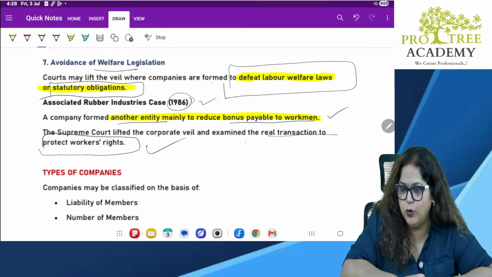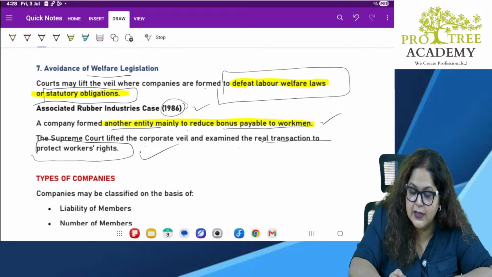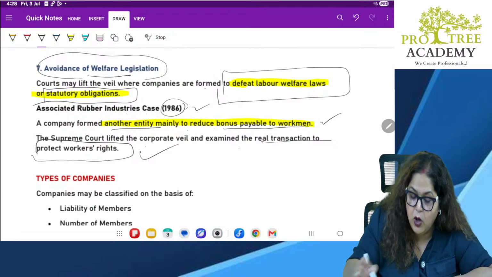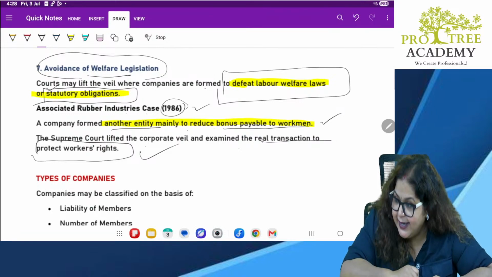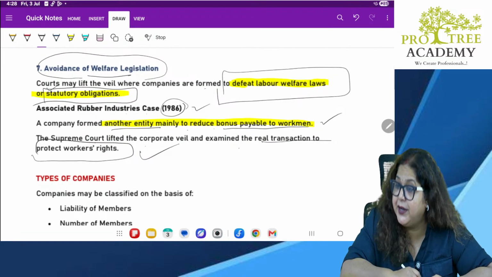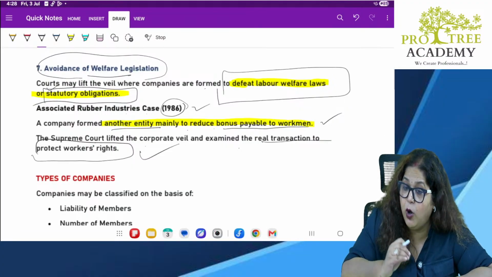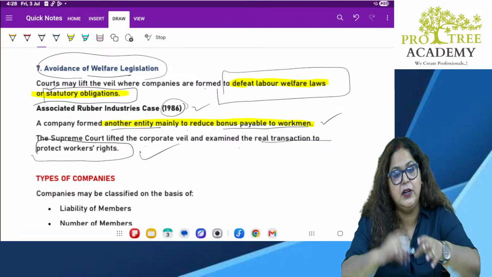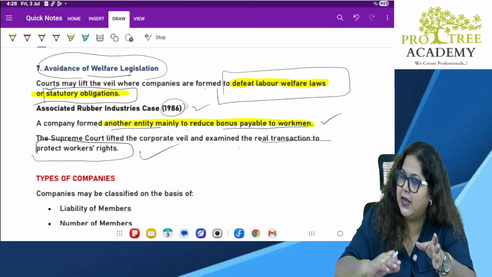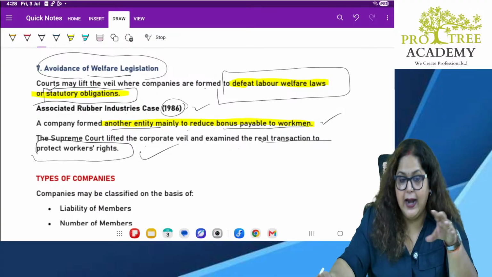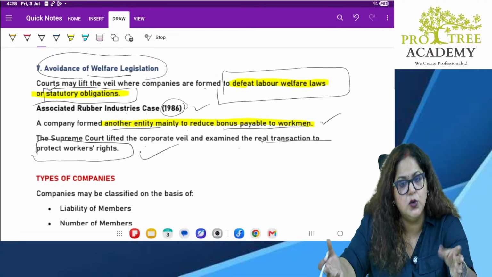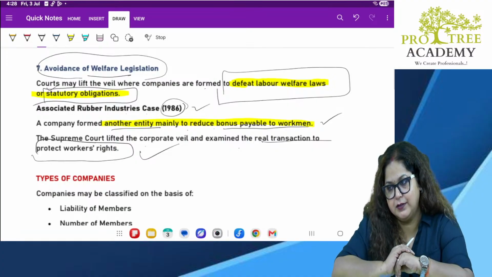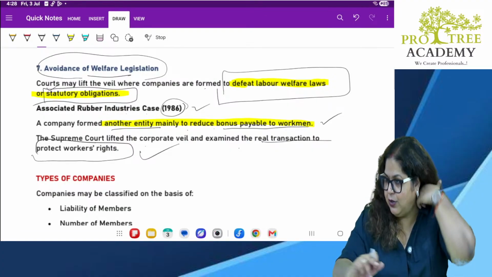Okay, so this company wanted to avoid welfare legislation, to defeat labor welfare laws and statutory mandatory obligations, obligations by the statute, by the law. These are obligations the company has to comply with or follow. But to hide their profit, they had started a new entity. They transferred their surpluses to the new entity, and at the time of payment of bonus, they are showing that we do not have the profit and surplus from where we will pay the bonus. Are you getting the intention?